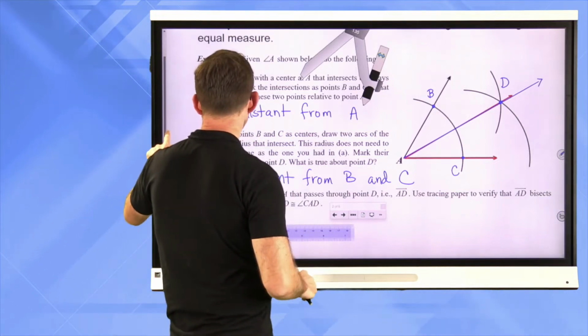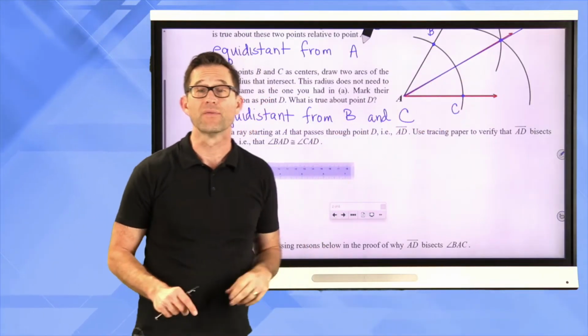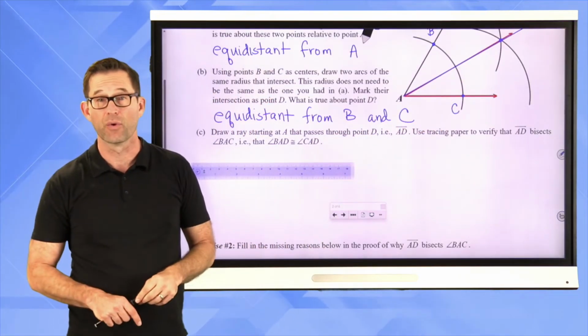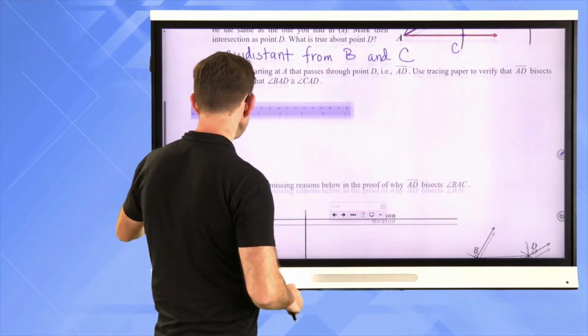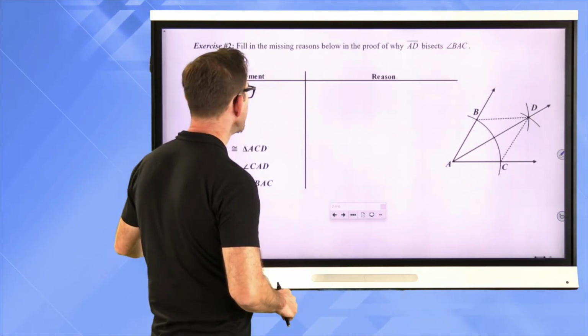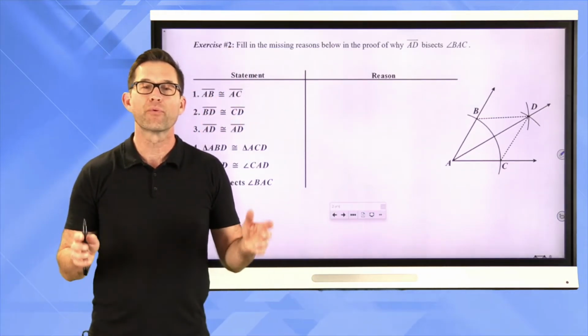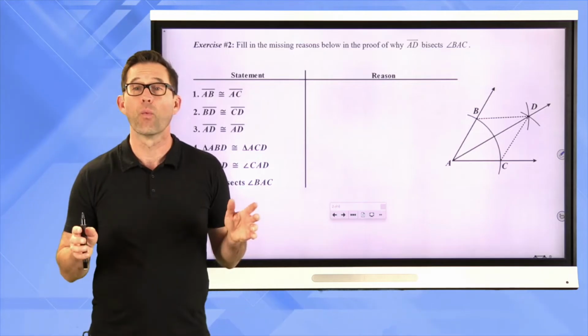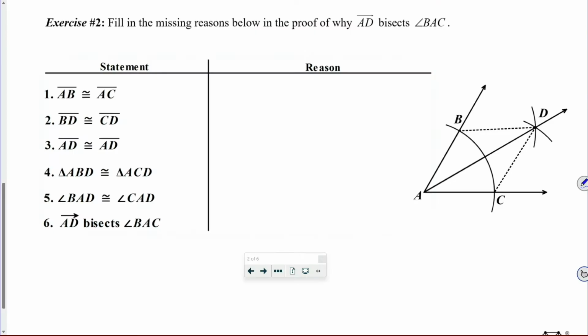We could even bring out a protractor and kind of measure this angle compared to that angle to see that they are, in fact, congruent. All right? Now, let's take a look at exercise number 2 and make sure that we understand why the proof or why this construction works, right? We want to know why a construction works. Let's take a look. Fill in the missing reasons below in the proof of why AD bisects BAC.